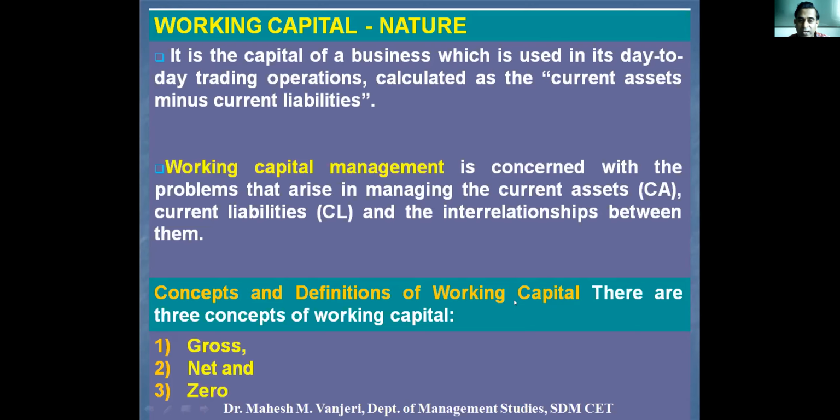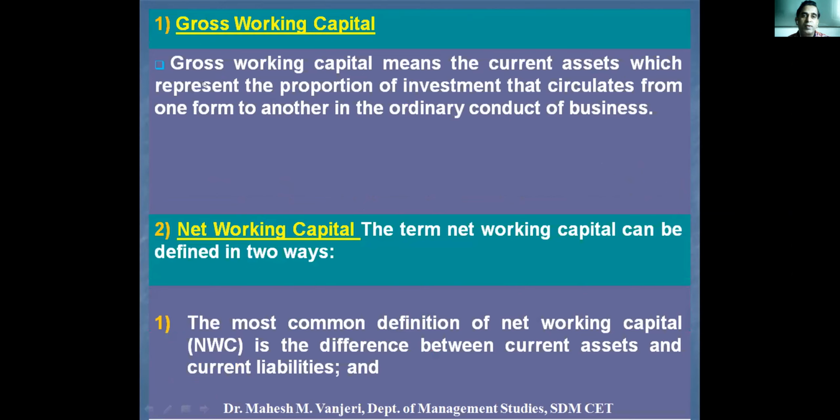Concepts and definitions of working capital. There are three concepts of working capital. This is all theory for 3, 7, 10 marks. They will appear, so pay attention. The three concepts of working capital are gross working capital, net working capital, and zero working capital. Gross working capital means the current assets which represent the proportion of investment that circulates from one form to another in the ordinary conduct of business. So the sum total of all the current assets is referred to as gross working capital. Simple it is. Net working capital is defined in two ways.